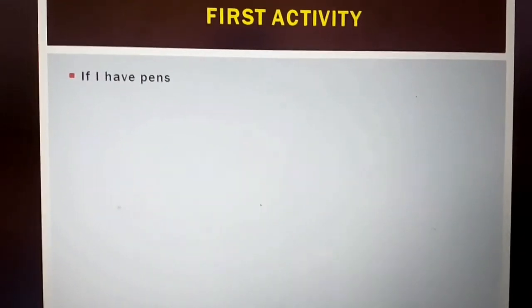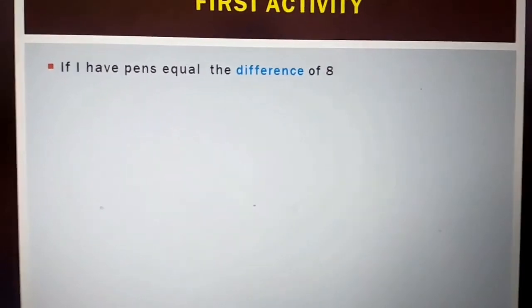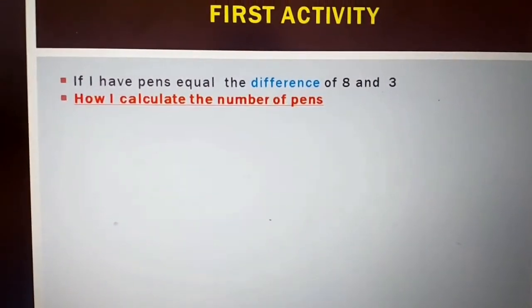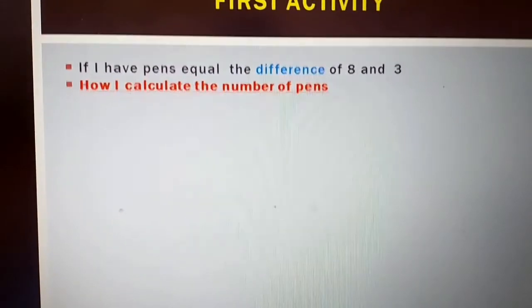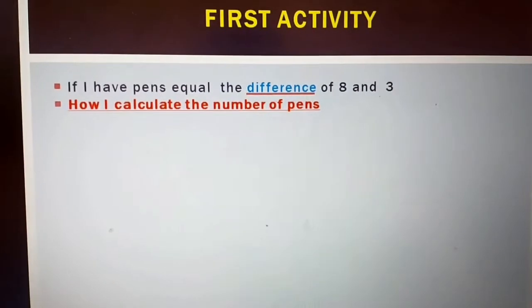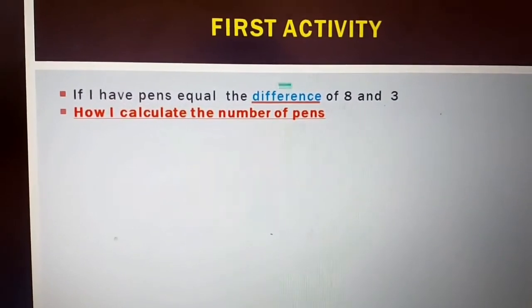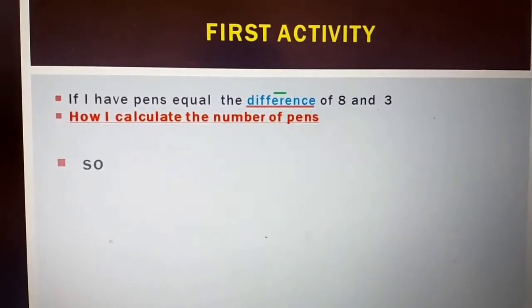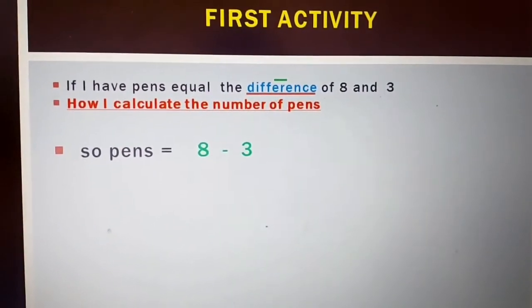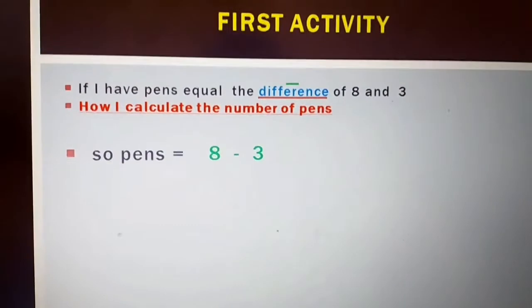If I have pens equal to the difference of 8 and 3, how do I calculate the number of pens? As we know, there is always an important word in the sentence, which is difference, and difference means minus. So to calculate the number of pens we subtract 8 minus 3. This is the calculation. Sure, it's 5, but let's leave it.